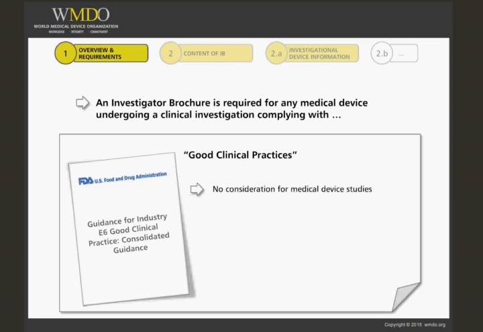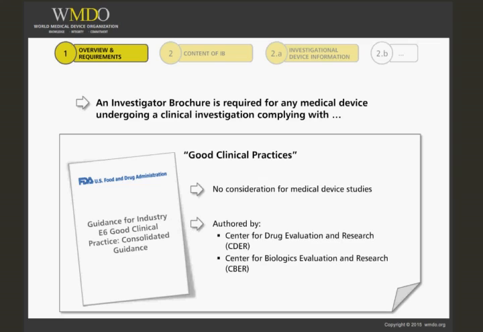However, one should recognize that the FDA document was not developed with any consideration for medical device studies. The guidance was developed for pharmaceutical and biologics-based clinical studies and was authored by the Center for Drug Evaluation and Research, CDER, and the Center for Biologics Evaluation and Research, CBER. Thus, the draft international standard plays an important role in bringing together GCPs and medical device clinical study standards.